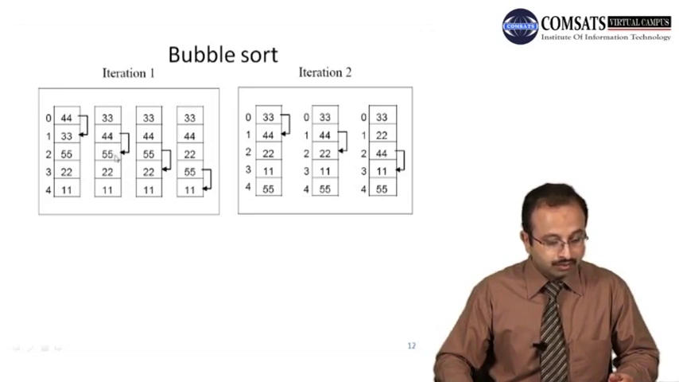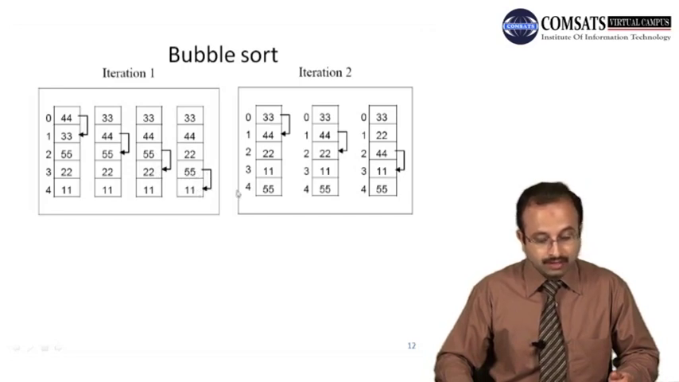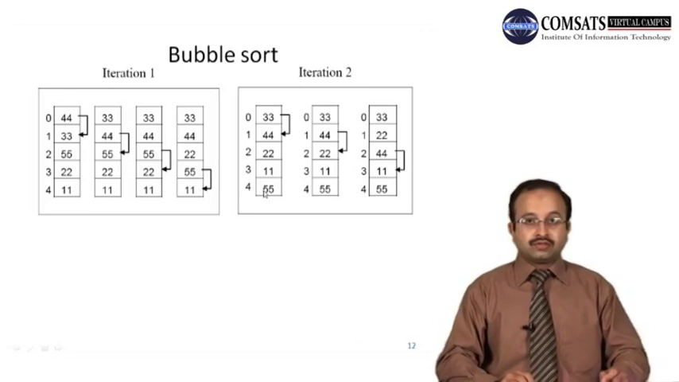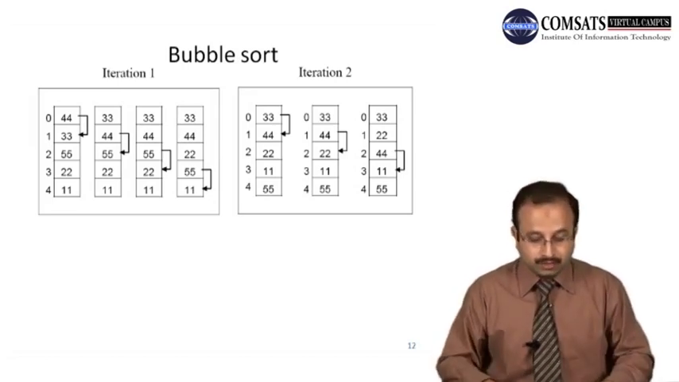Since 55 is larger, it won't swap these values, and then it compares 55 with 22, right? And 55 is larger, so it swaps these two values. 55 comes down, and it compares 55 with 11. 55 is larger, so 55 again comes down, and it comes over here. So you see, after the execution of the first iteration of the outer loop in the bubble sort, the largest element comes at the end of the array.